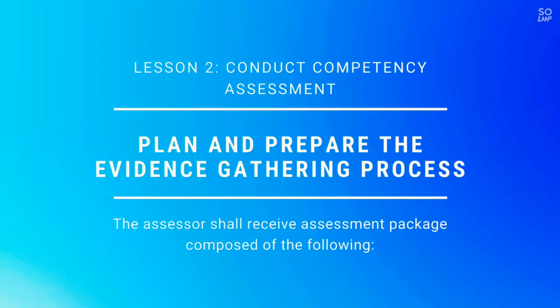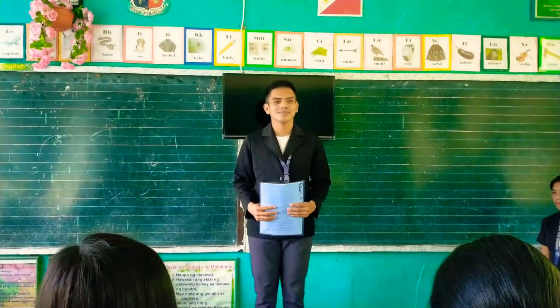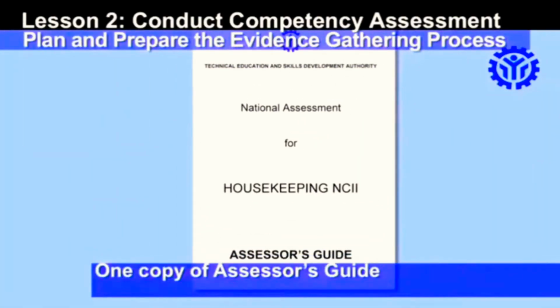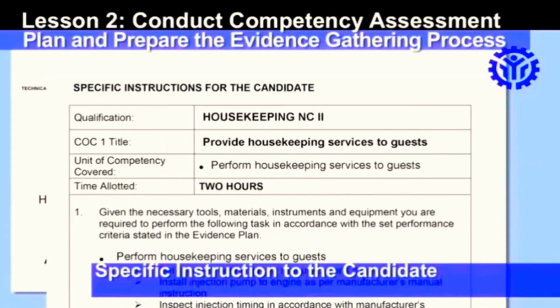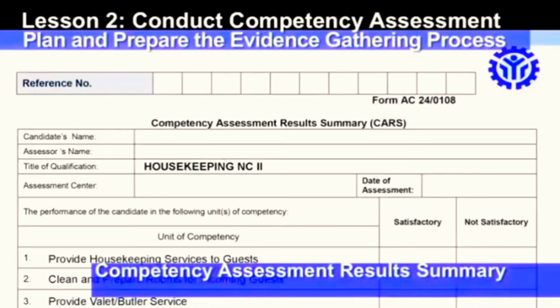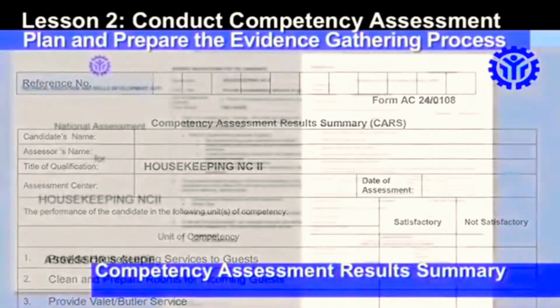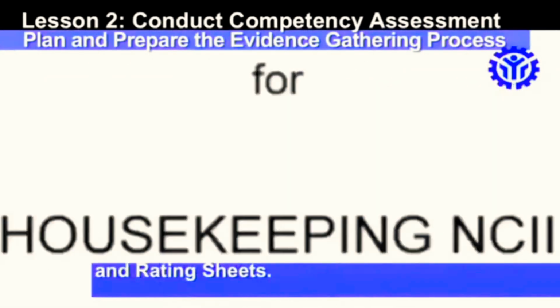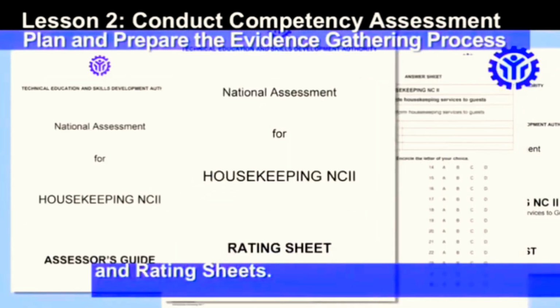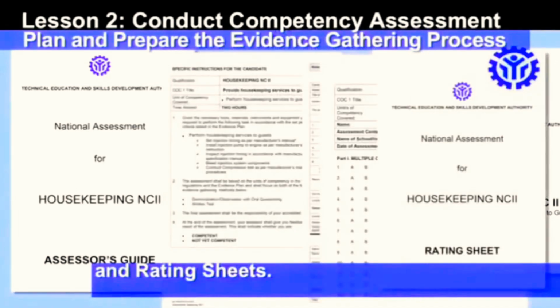Plan and prepare the evidence gathering process. The assessor shall receive an assessment package composed of the following: one copy of the assessor's guide, specific instruction to the candidate, competency assessment results summary, written report, written test, answer sheets, and rating sheets according to the methods of assessment to be used, corresponding to the number of candidates.